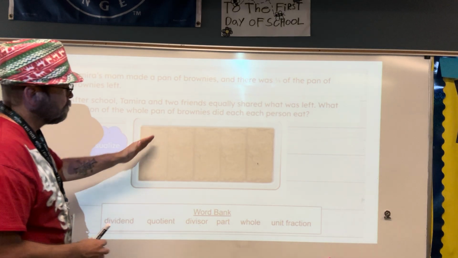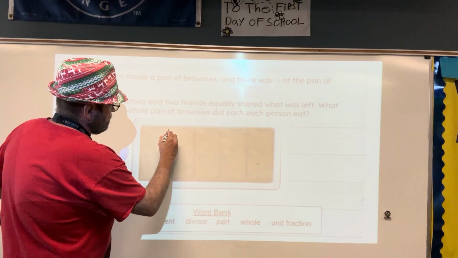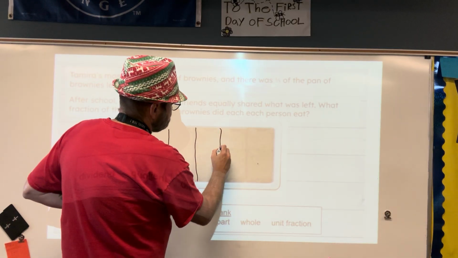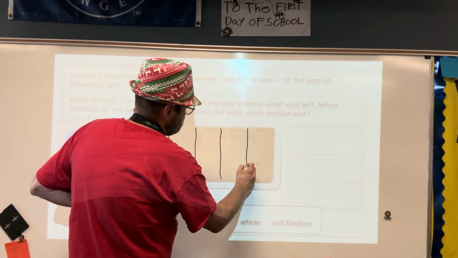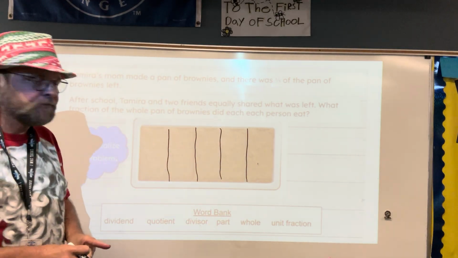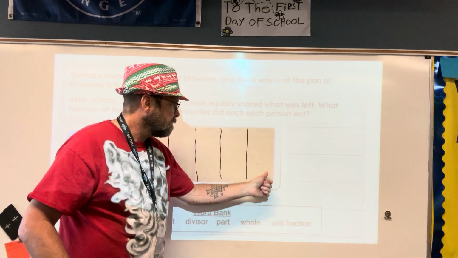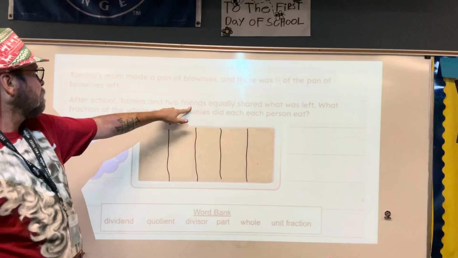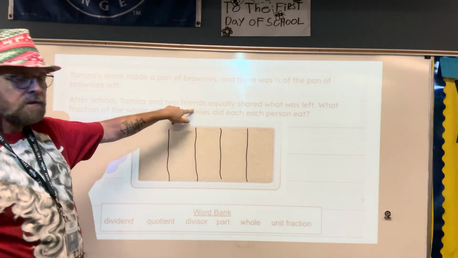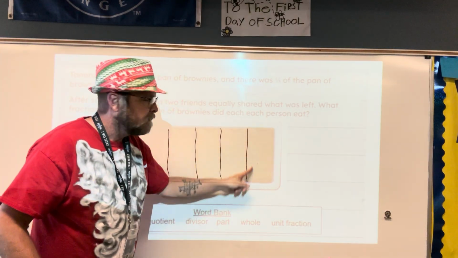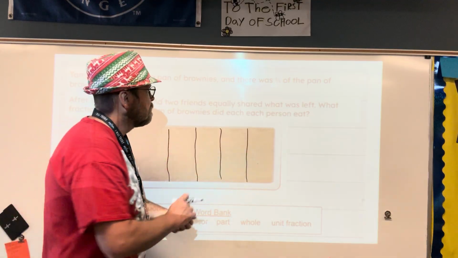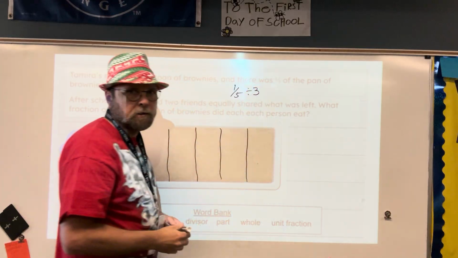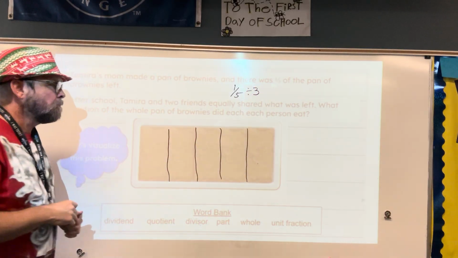Well, here's our pan of brownies. It's cut into fifths. And there's only 1/5 left. There's only this much left. And we're spreading it equally among Tamira and her 2 friends. So we're splitting the 1/5 among 3 people.